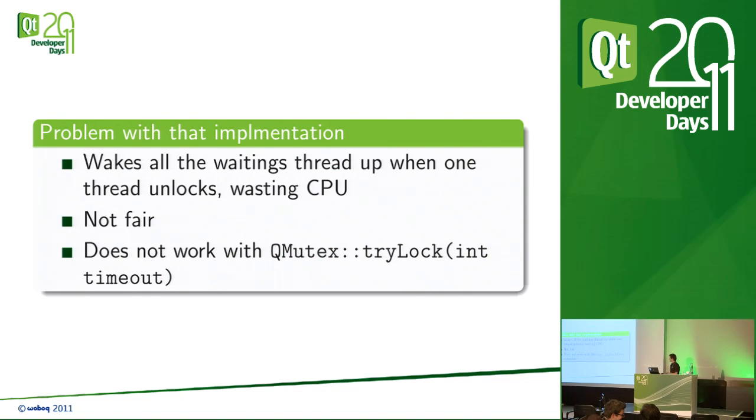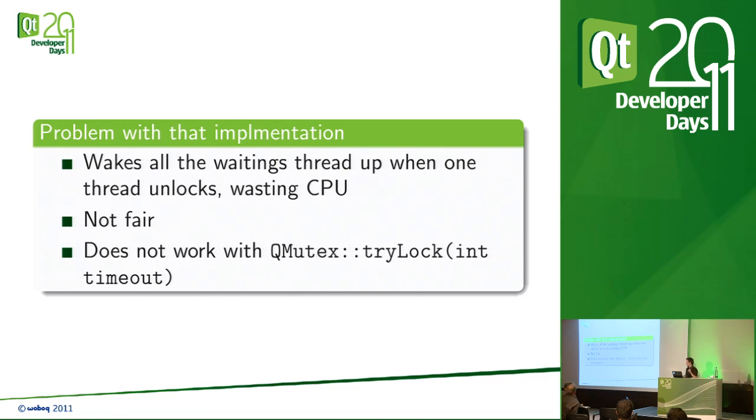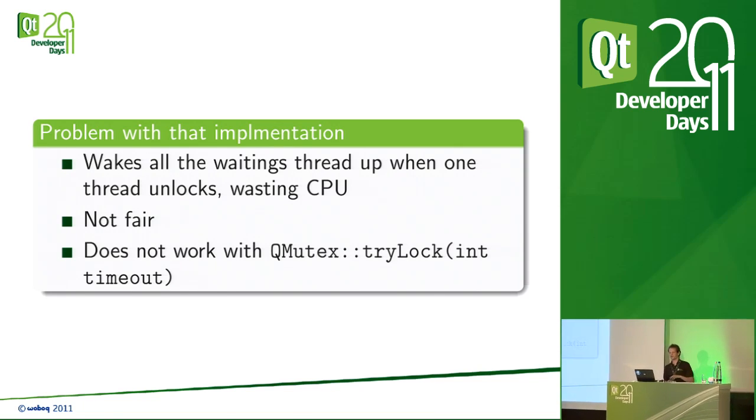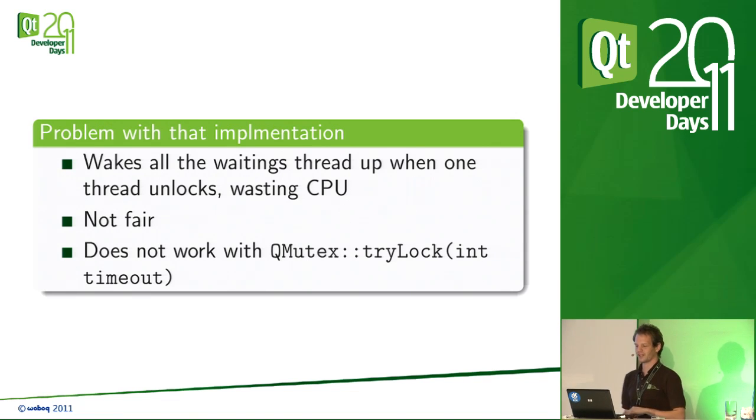So this, as I said, was a simplified implementation. The implementation that I just showed you here has some problems. One of the problems is that we wake all the threads that are waiting for the mutex. Then all the threads are going to be woken up and will try to acquire the mutex again, but of course only one will win the race. So there is no point waking up all the threads. We only want to wake one thread.